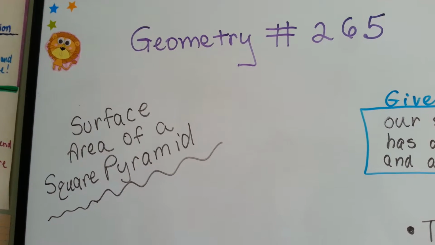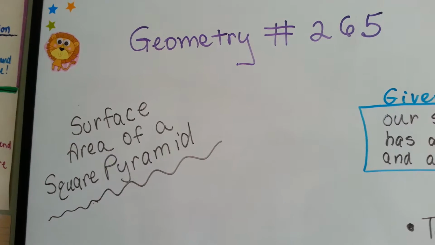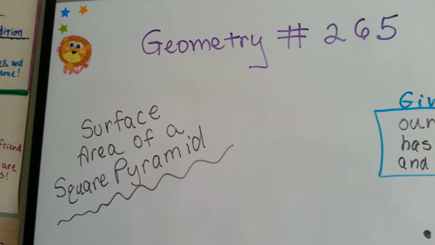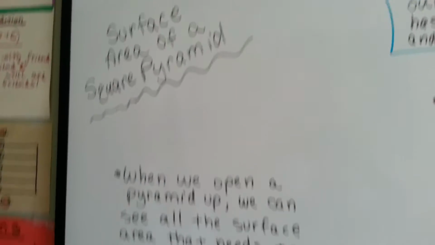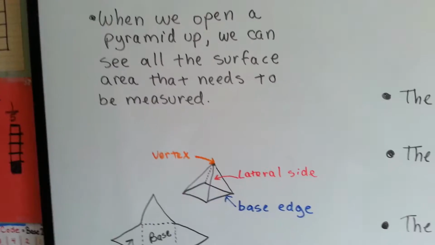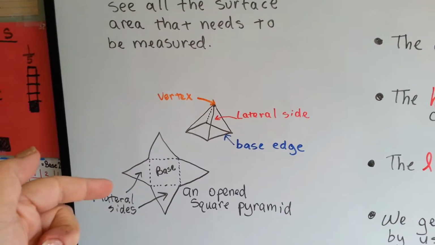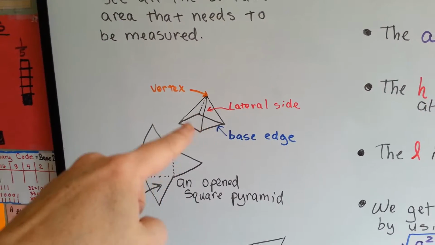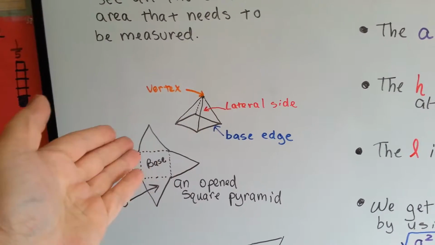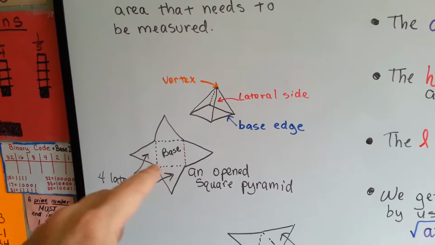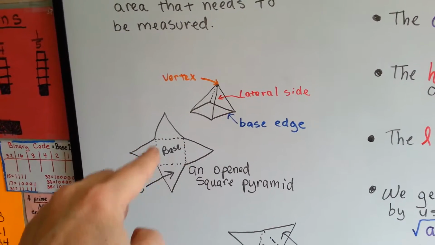Geometry number 265, we're going to find the surface area of a square pyramid. Okay, so let me show you this first. When we open up a pyramid, we can see all the surface area that needs to be measured. Here we have this square pyramid, because it's got a square bottom. And here's the square base, and the dotted lines are where it's folded.